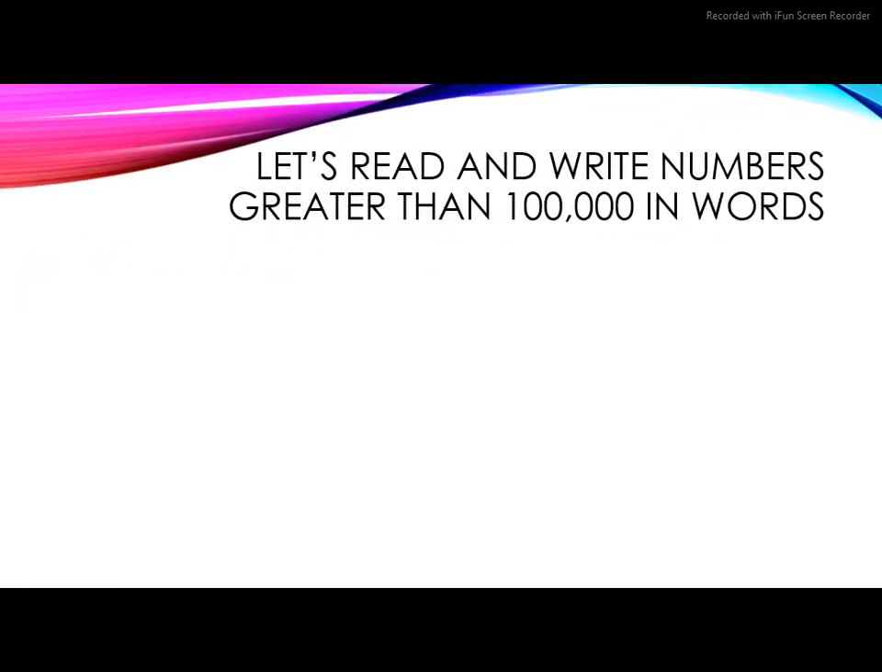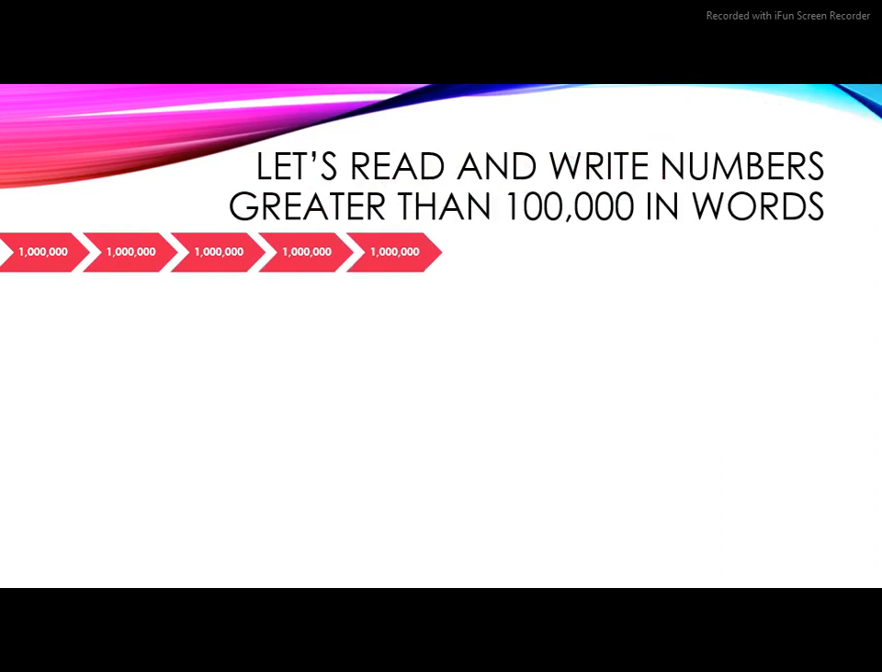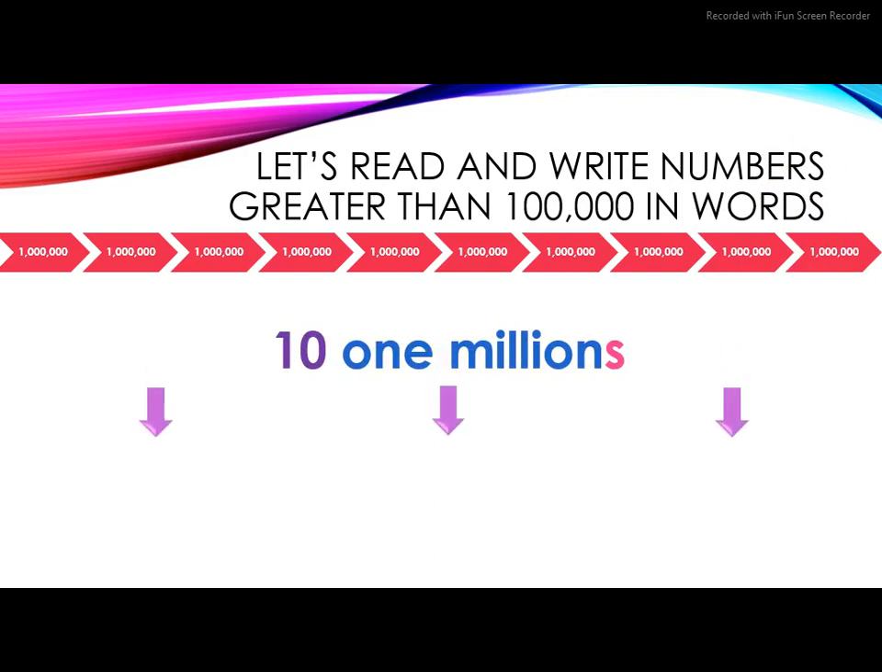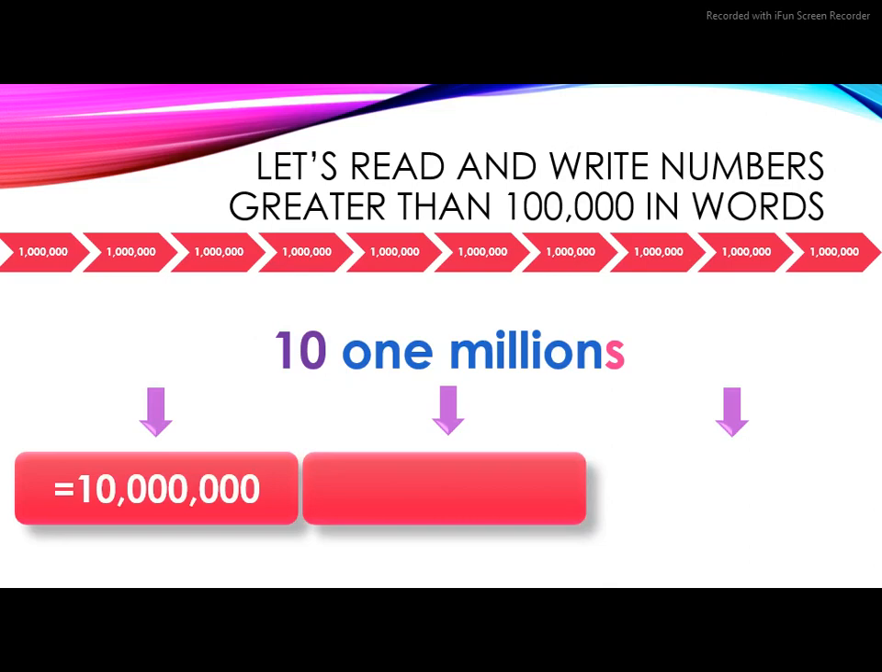Now let's start counting by 1 million. 1 million, 2 million, 3 million, 4 million, 5 million, 6 million, 7 million, 8 million, 9 million, and 10 million. So 10 1 millions is equal to 10 million. If 1 million has 6 zeros, 10 million has 7 zeros.